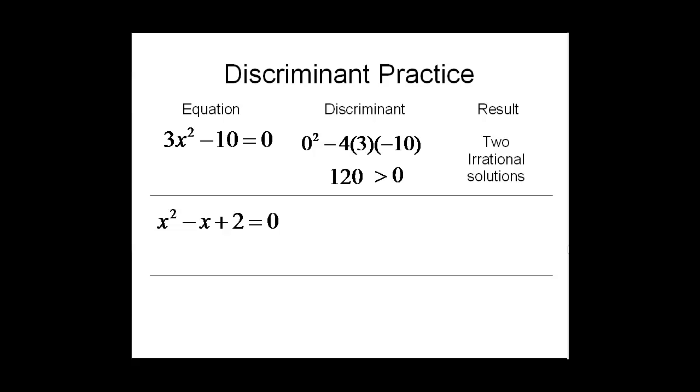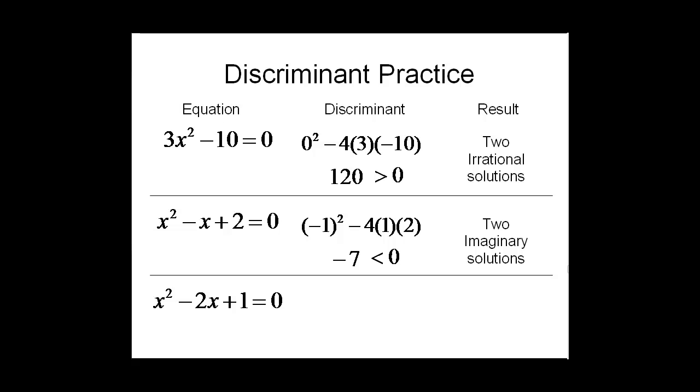Something like x squared minus x plus 2, find the discriminant. Again, b squared, negative 1 squared, minus 4 times 1 times 2. This turns out to be negative. Negative means you have 2 complex, or 2 imaginary. In MyMathLab, sometimes it'll use complex, sometimes they'll use imaginary. X squared minus 2x plus 1, do the b squared minus 4ac, gives you negative 2 squared, minus 4 times 1 times 1. That gives you 0. And since it's 0, that was down at the bottom of our table, that's one rational solution.